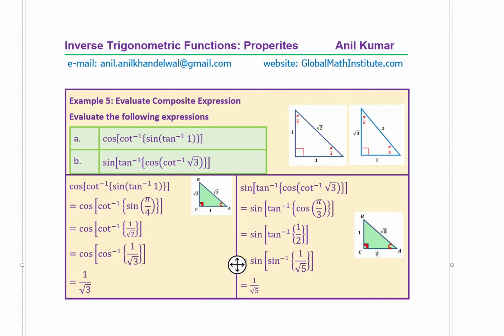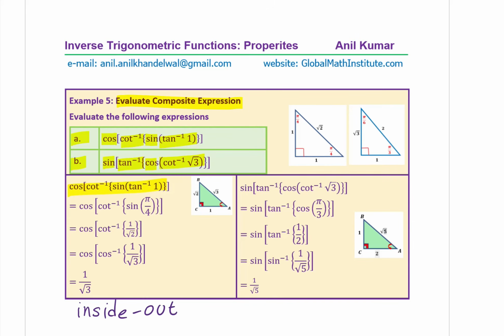Here is example 5. We need to evaluate composite expressions. So this time we have an expression which has, A is cos of cot inverse of sine of tan inverse 1. That is part A. And B is sine of tan inverse of cos of cot inverse of square root of 3. Now let us see how do we solve such a question. So let's take part A. The idea is to start with inside out, correct? As we did earlier also.